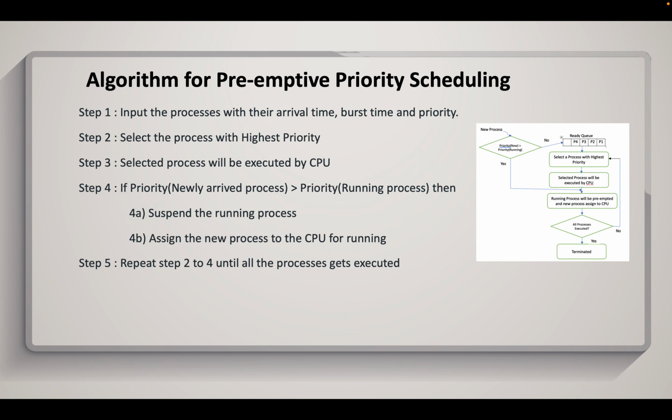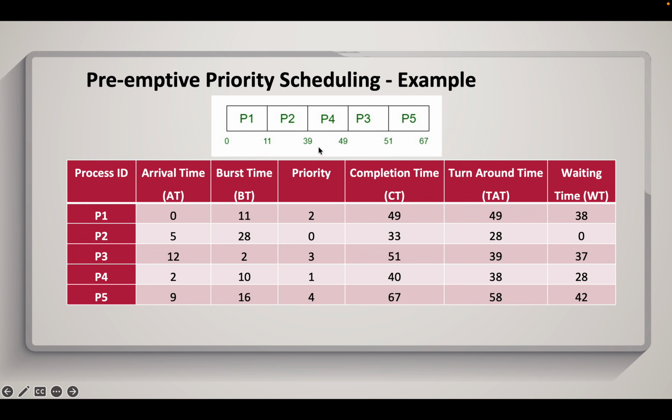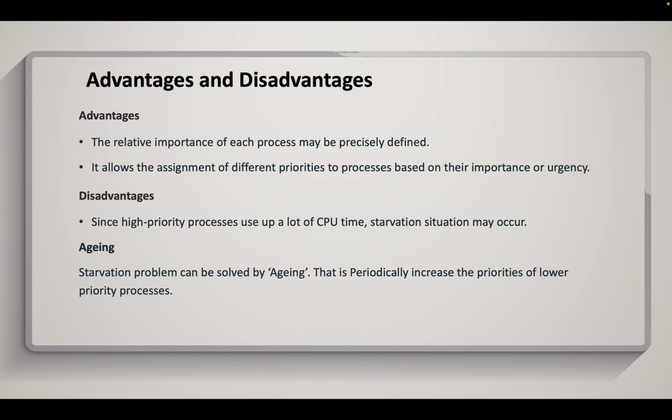That was non-preemptive. Similarly, preemptive priority scheduling. In this case, you see P1 gets the CPU initially, but at time 2, P4, the highest priority process, comes, so it preempts. P4 gets the CPU. At time 5, the highest priority process preempts P4 and gets the CPU. This is preemptive priority scheduling. Similarly, we can calculate. In priority scheduling, the advantage is that an important process can get the CPU quickly.